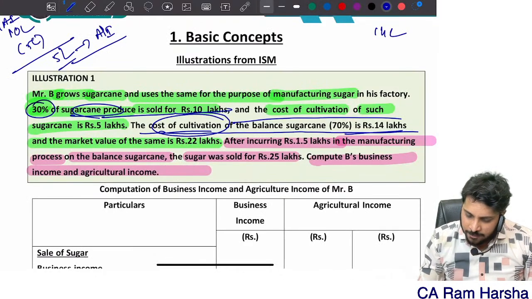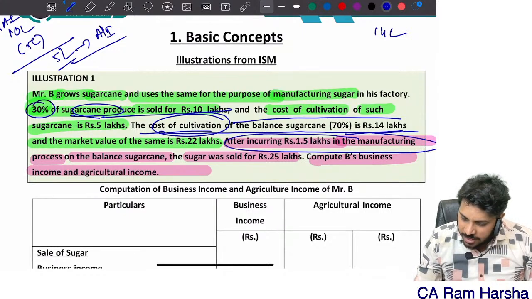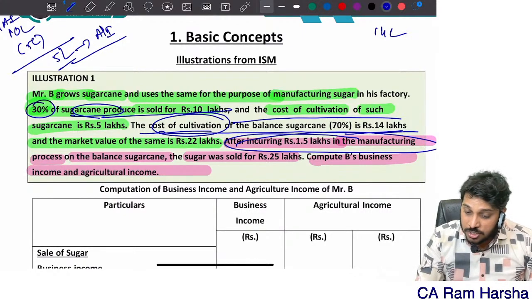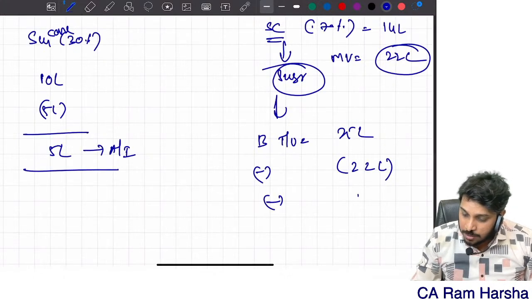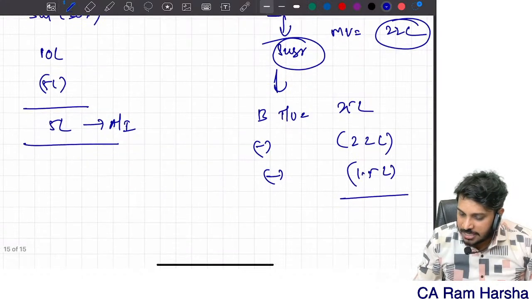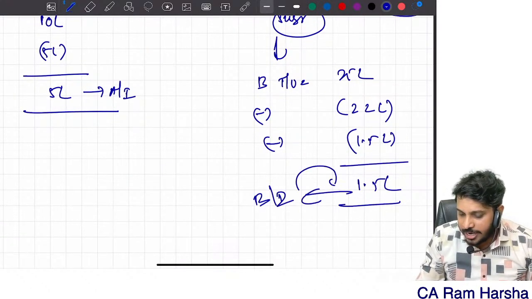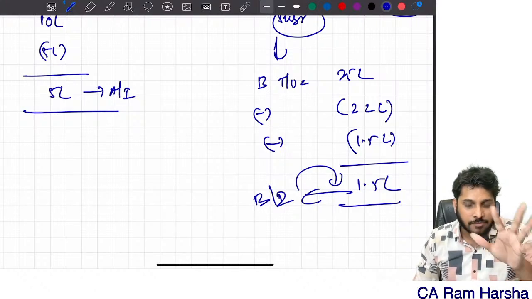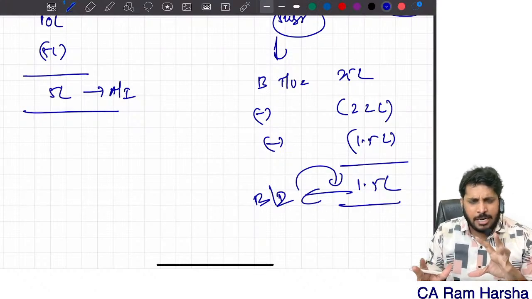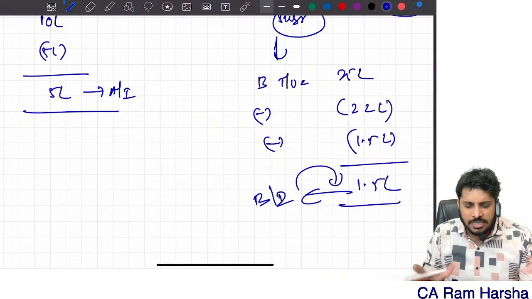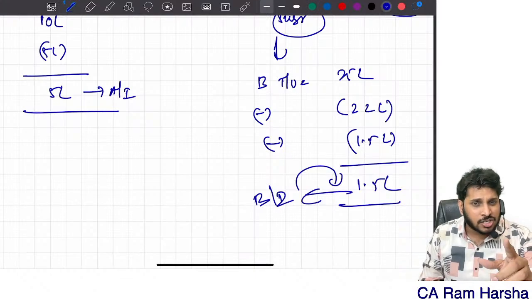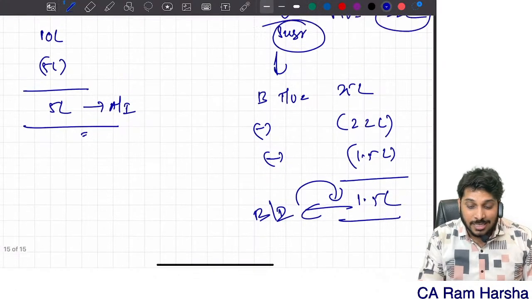You see, in the question they gave, after incurring 1.5 lakh manufacturing expense, further processing cost is also there. So what is the further processing cost? 1.5 lakh. Balance income is what? 1.5 lakh. This is business income, fully taxable. 99% of the students will do this. Whoever understands the agriculture concept correctly will get this answer right. But agriculture income is not fully completed. There is one more point.